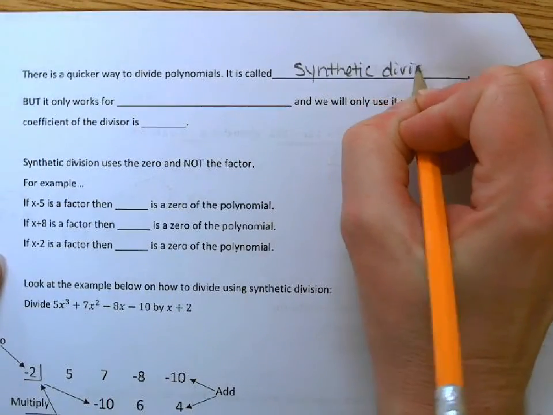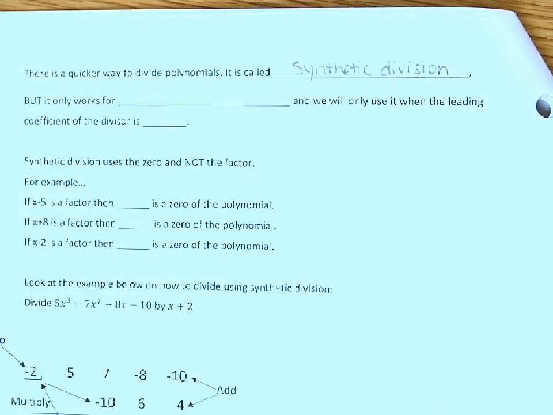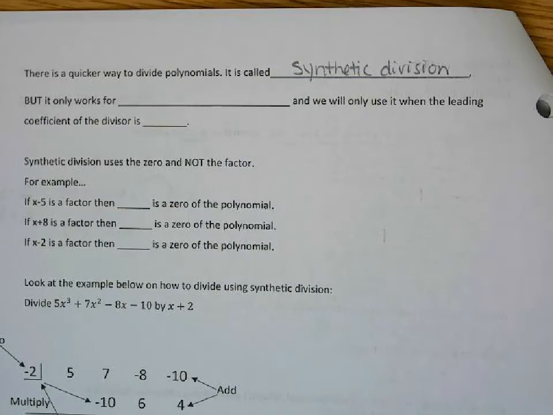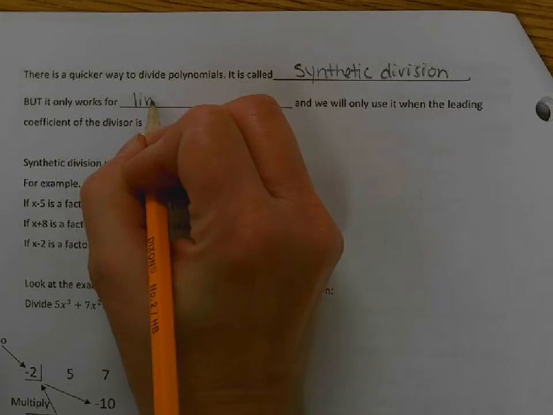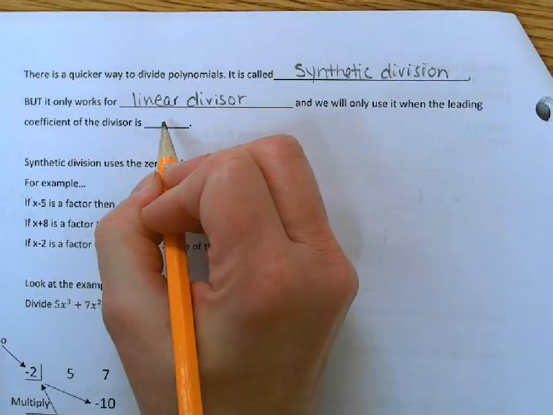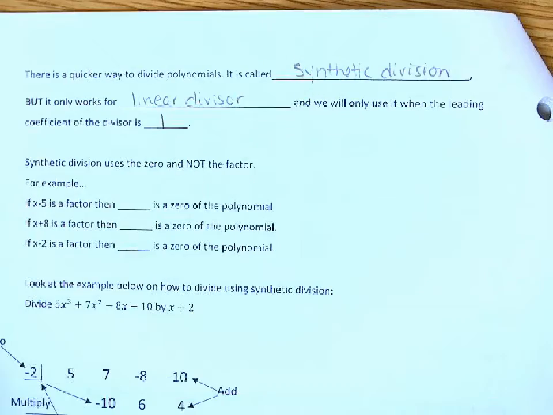Now, some of you are going, are you telling me there's a faster way and you made us do the long way? Yes. The answer is yes, and there's a reason, okay? Synthetic division is awesome, but it's only good for certain division problems. Unfortunately, we don't use it on every problem, okay? We use it when you have a linear divisor with a leading coefficient of the divisor is 1. Now, we're going to talk about what that means.